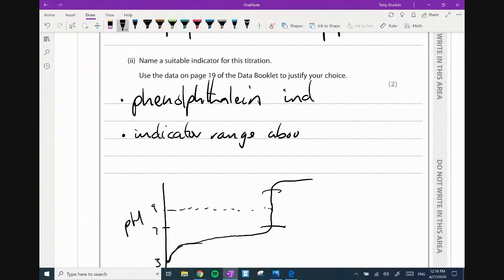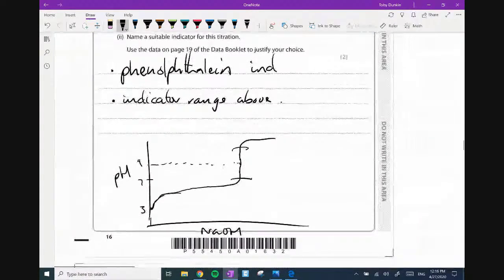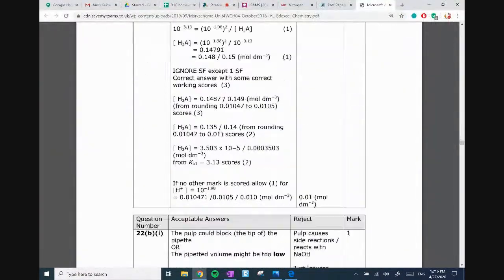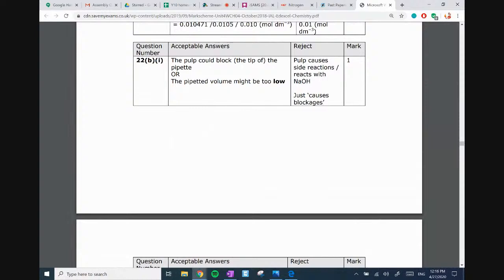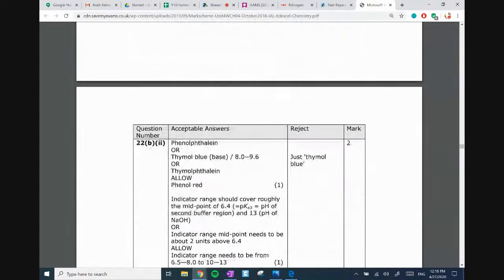I'll get the marks for that. I don't actually need my data booklet for that one. Definitely not. Pulp could block the burette. There we go. Pulp causes side reactions. Reject. Reject. I nearly did that one, folks. Nearly did it. It was a practical question rather than a chemistry question.